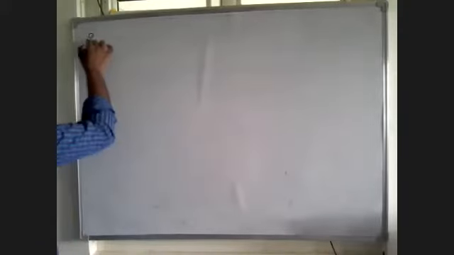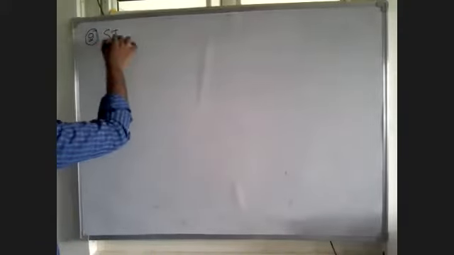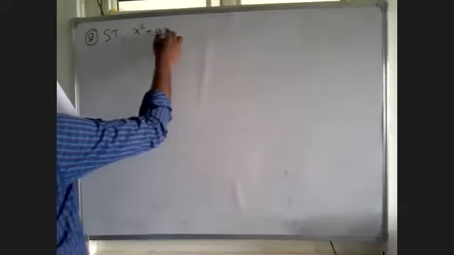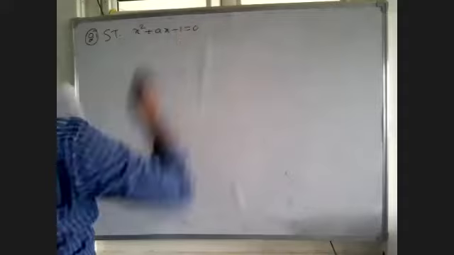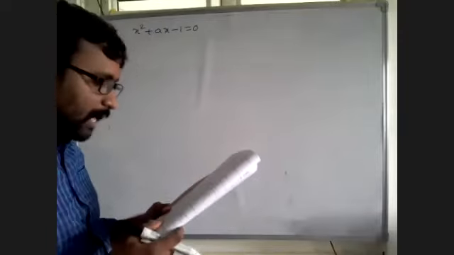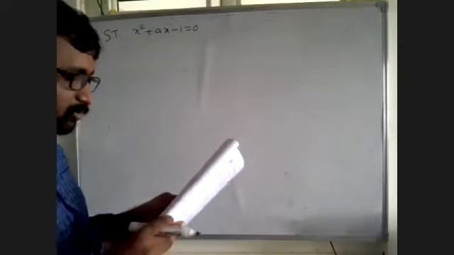Now question number 21, 22, 23, 24, 25. Five more questions there. In question 21, show that the equation x square plus ax minus 1 is equal to 0 has real and distinct roots.